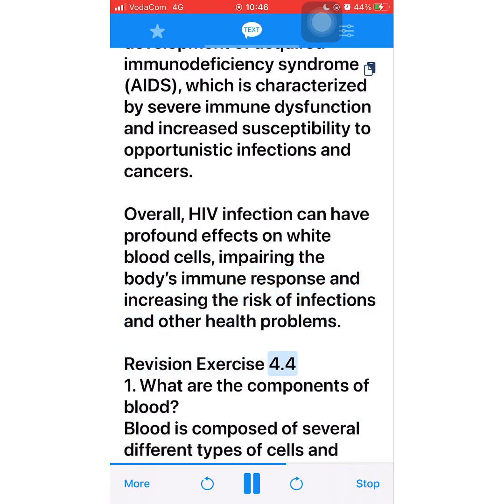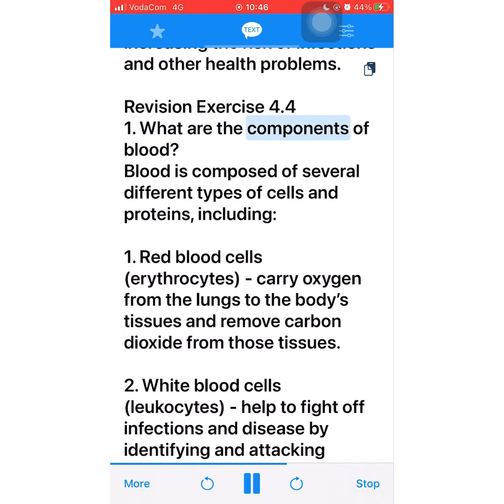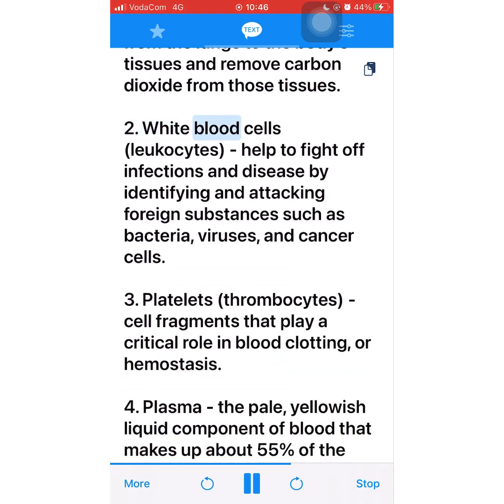Revision Exercise 4.4. 1. What are the components of blood? Blood is composed of several different types of cells and proteins, including 1. Red blood cells, erythrocytes, carry oxygen from the lungs to the body's tissues and remove carbon dioxide from those tissues. 2. White blood cells, leukocytes, help to fight off infections and disease by identifying and attacking foreign substances such as bacteria, viruses, and cancer cells.